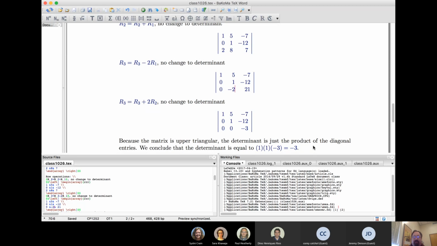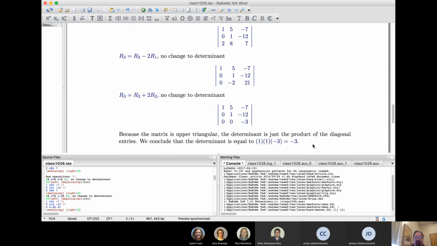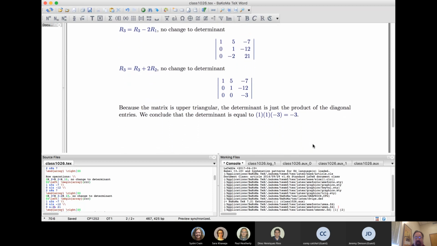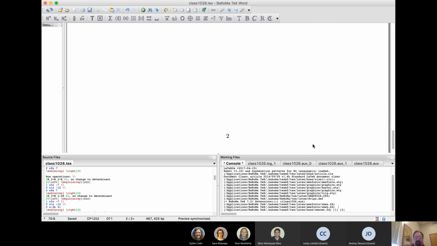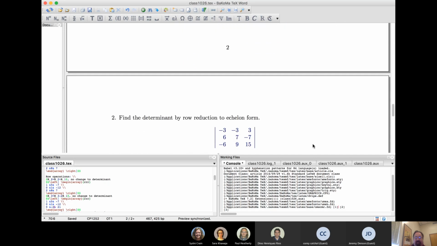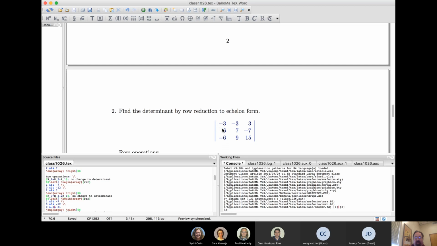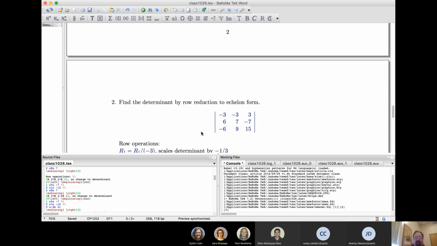Any questions about what happened there? I have a couple more problems just like these, except some different things pop up. So here, same kind of problem. We are reducing to echelon form.